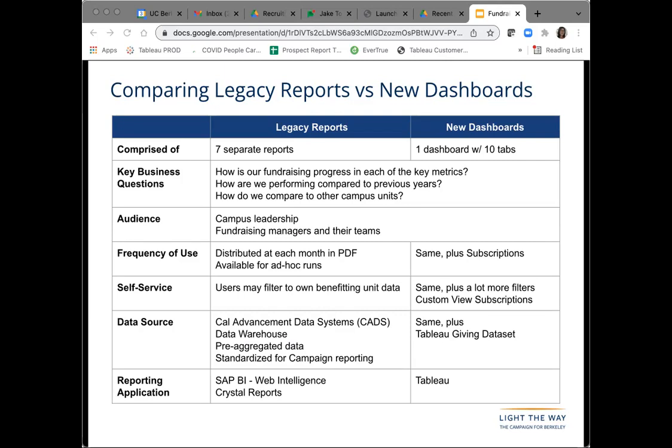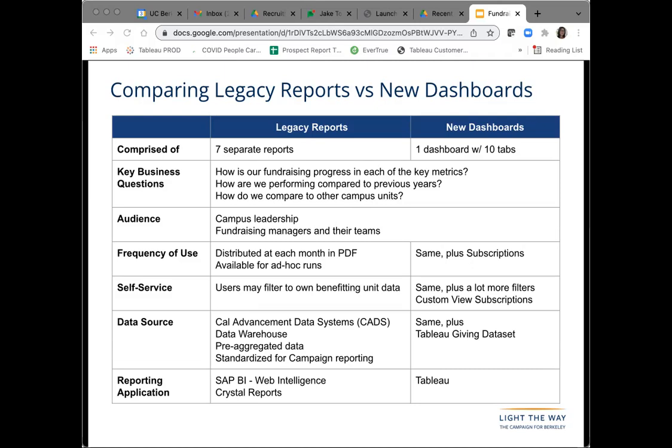They were meant to allow our fundraising leaders and our campus leaders to answer some very important questions about how we were raising funds through philanthropy. So how we did this and how we delivered it were definitely at issue. In the old legacy reports, there were 7 separate either Crystal Reports or Business Objects reports. People had to know where to go to find them and run each of them separately.